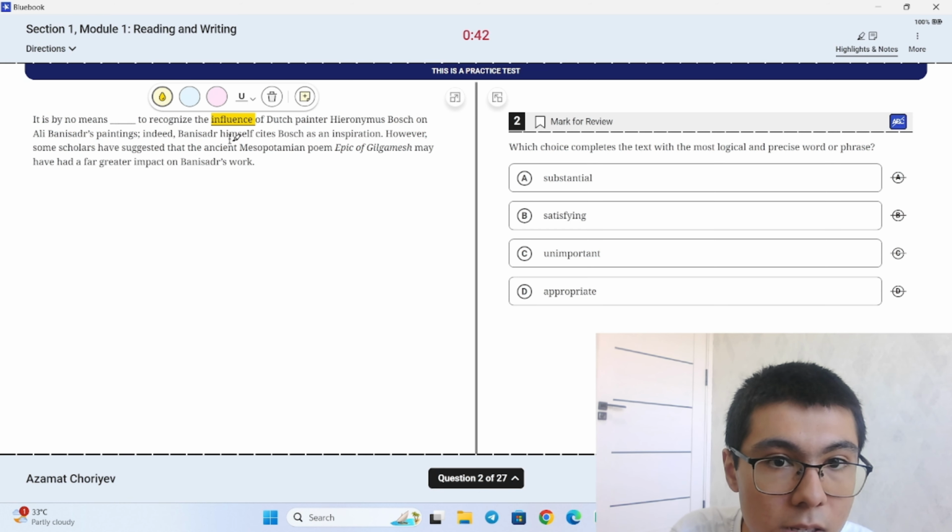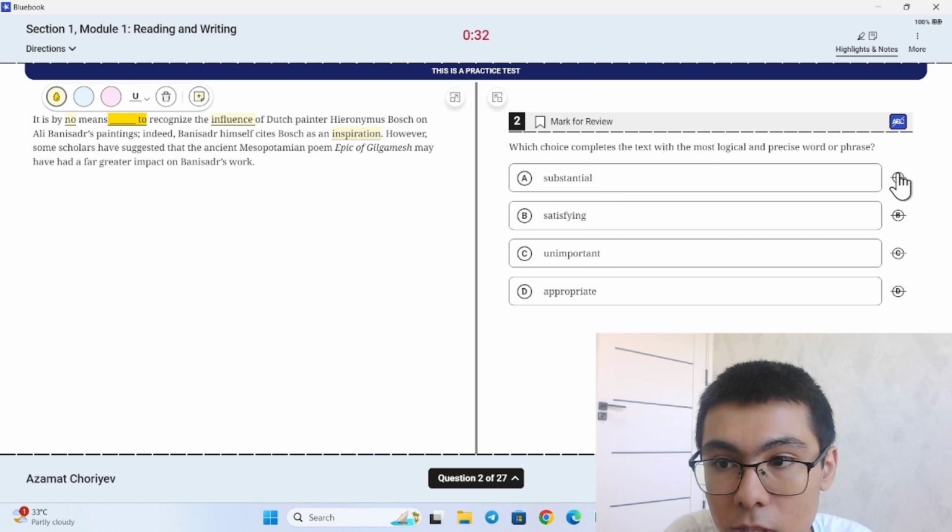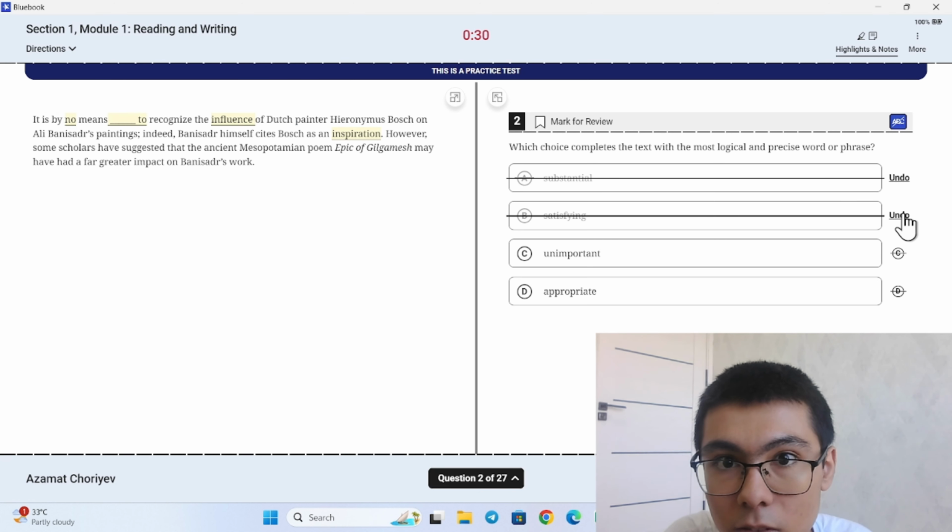So influence, inspiration. It's by no means, no is negative, so we want another negative to have the positive of aspiration. Substantial is not negative, so that's fine. Unimportant, yes.